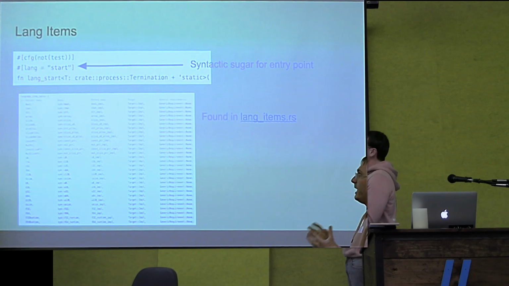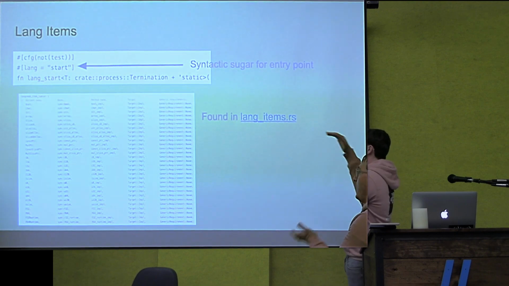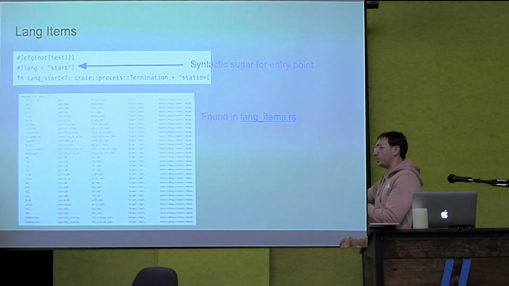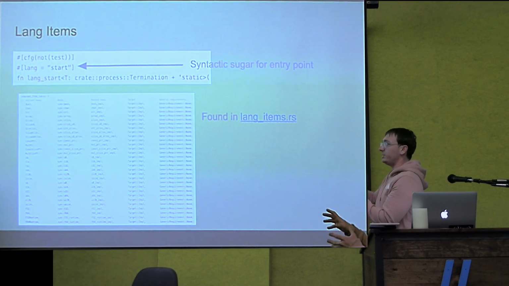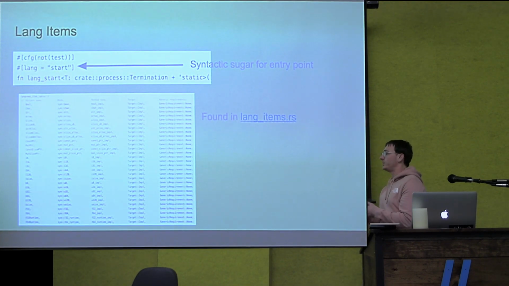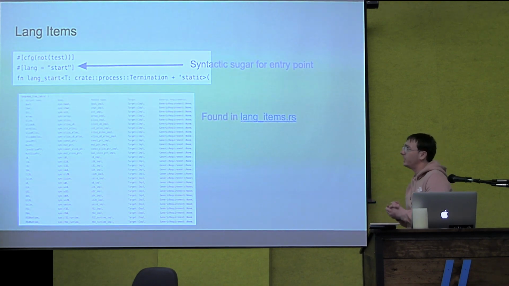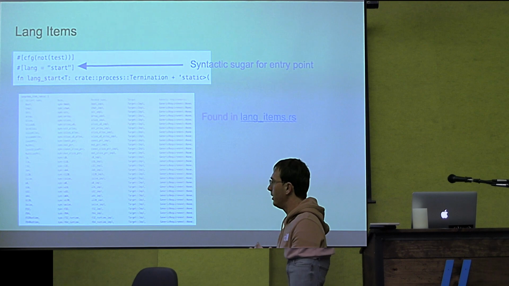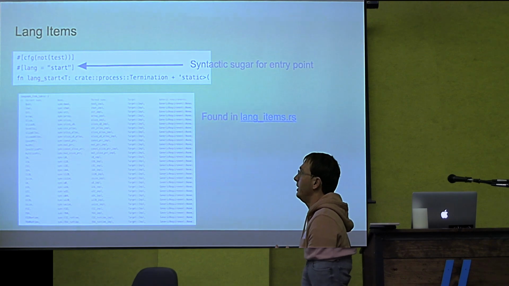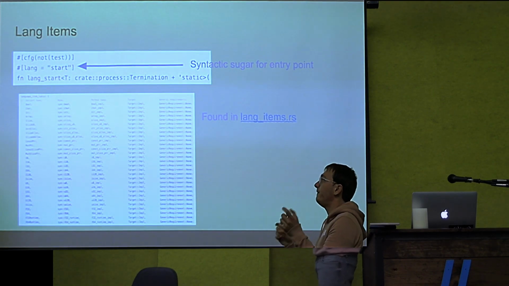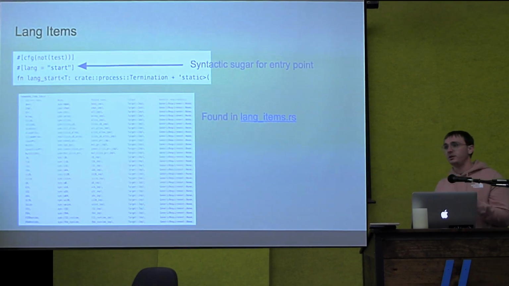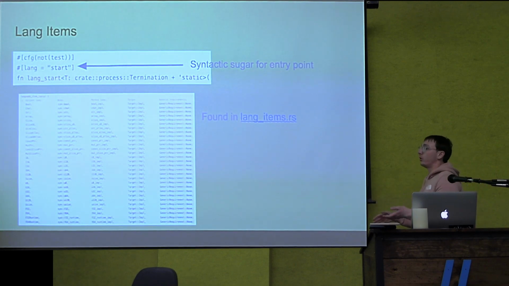So lang items are essentially this enormous table within the langitems.rs file that are defined as strings that function as syntactic sugar for the specific functions they're going to be mapped to, right? In this case, I don't think that start shows up here, which is unfortunate. I should have thought of that. But basically what this is telling us is that any function decorated with the lang equals start lang item is going to be defined as the entry point for a Rust program.